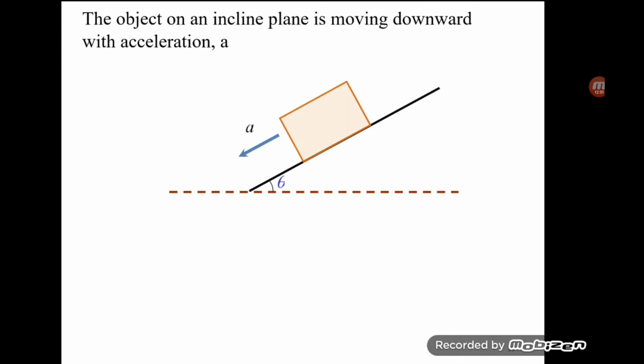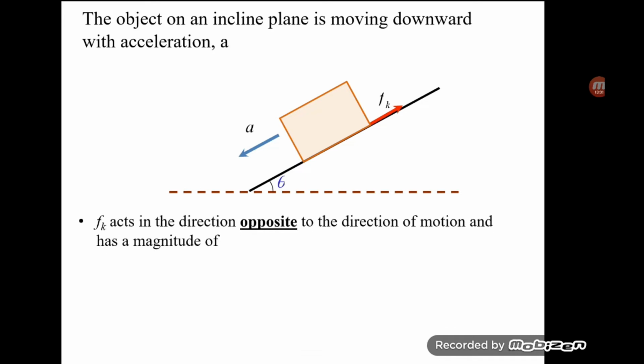The object has kinetic frictional force. Kinetic frictional force acts in the direction opposite to the motion of the object and has a magnitude of Fk = μk N.